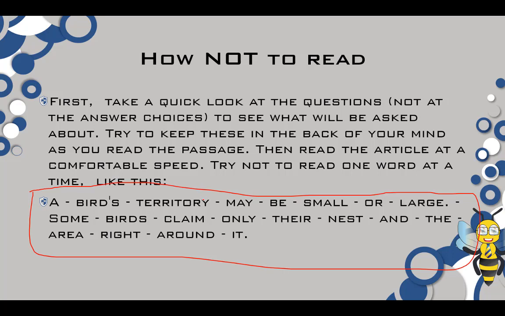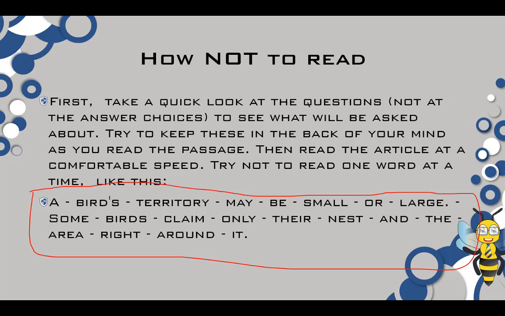But also there are some mistakes that people make when they are reading these passages in the TOEFL exam. When you first take a quick look at the questions and not at the answer choices, normally the first mistake that students make is that you read only the questions and look for the answer in the passage, but you are not reading the answer choices. Okay, that is a mistake. You also try to keep this in the back of your mind as you read the passage.